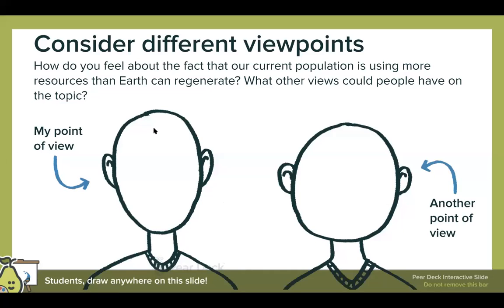So consider different viewpoints. How do you feel about the fact that our current population is using more resources than Earth can regenerate? What other views could people have on the topic? So what's your point of view on the state of our Earth right now and how many resources we're using and how many Earths we actually need? And what could somebody's opposing view be to yours? I'm going to give you about 2 minutes to consider this.